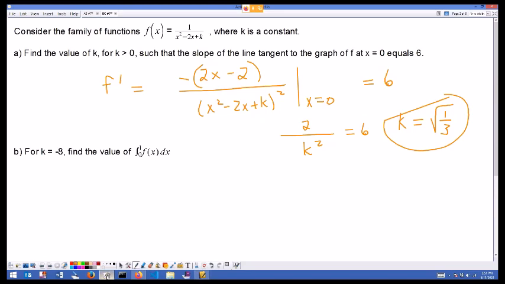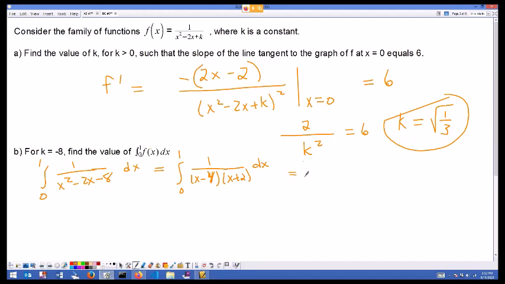Okay. Then it says for k equals negative 8, find the value of the integral from 0 to 1 of f. So we're looking for the integral from 0 to 1 of 1 over x squared minus 2x minus 8 dx. This is not one we can easily do unless we factor it. So we'll take this as an integral from 0 to 1 of 1 over x minus 4 times x plus 2 dx. And we'll use partial fraction decomposition to separate that out.